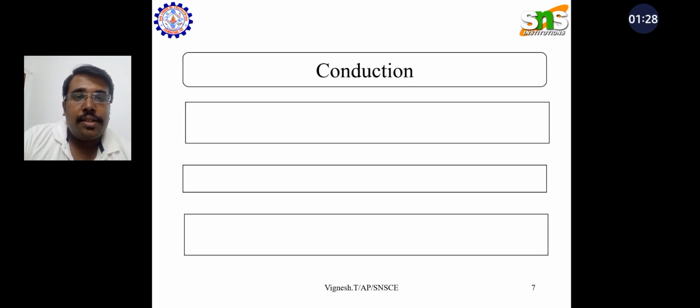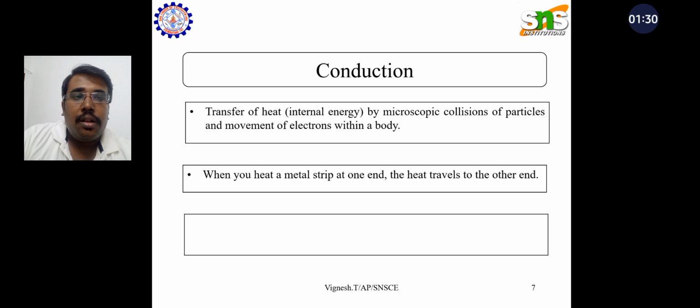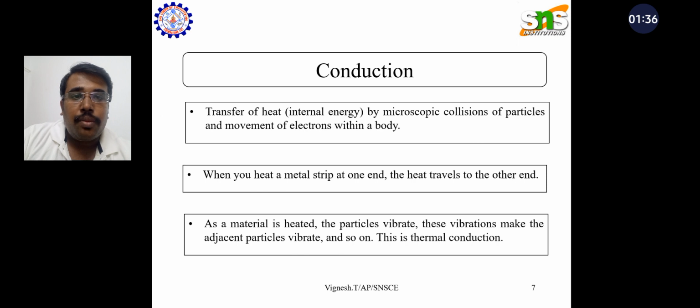Conduction generally takes place within solid particles: transfer of heat by microscopic collision of particles and movement of electrons within a body. When you heat a metal strip at one end, heat travels to the other end by means of conduction.